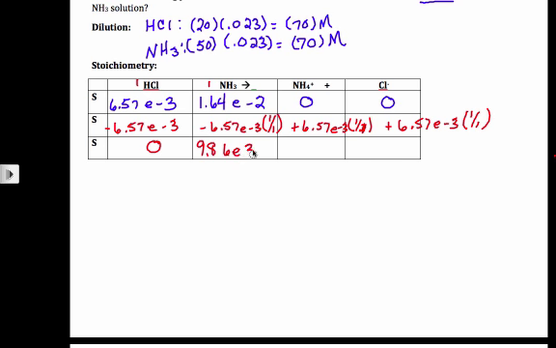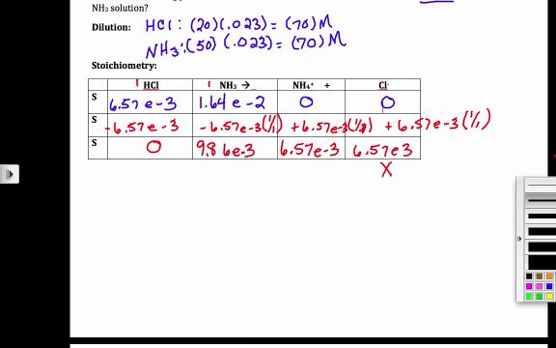9.86 times 10 to the minus 3, 6.57 times 10 to the minus 3, and 6.57 times 10 to the minus 3. Now, chloride has no acid-base properties at all. HCl is a strong acid and there's no base that could come from it. So it's just a spectator ion. I'm not going to worry about it.